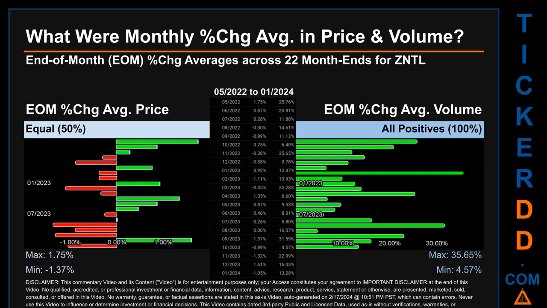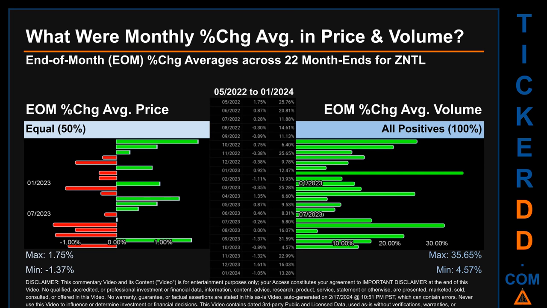What were end-of-month percentage change averages in price and volume for ZNTL? The monthly average of percentage change in price and in volume were calculated for each of the 22 month ends. That calculation took daily percentage changes and averaged them for each given month. If a month end came out negative, then it means that the month summarily saw a negative change.